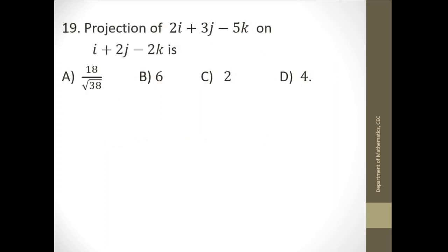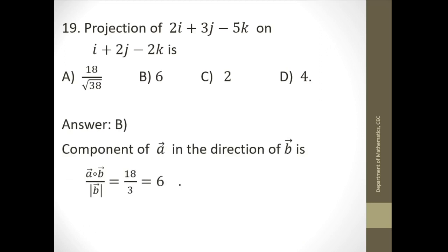Next question. Projection of any vector A along or on another vector B is A dot B by magnitude of B. Here magnitude of B is square root of 1 plus 4 plus 4, that is square root of 9. So magnitude of B is 3. So the denominator is 3. To find A dot B, A1 B1 plus A2 B2 plus A3 B3: 2 into 1 plus 3 into 2 plus minus 5 into minus 2. That means minus 5 into minus 2 is 10. 10 plus 6 plus 2, 18 by 3. Therefore answer is B.